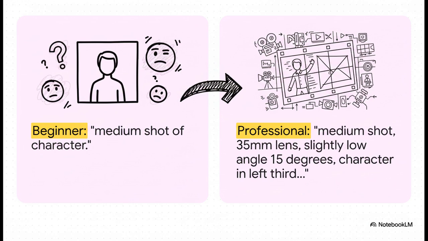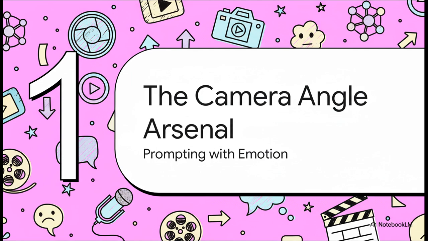Making that leap in quality, that's exactly what we're talking about today. Okay, first up, let's talk about building your camera angle arsenal, because this is all about prompting with emotion. And here's the key thing to remember. Camera angles are not just technical choices. No way. They're your primary tools for grabbing the emotional tone of a scene. Every single angle tells the audience exactly how they should feel.